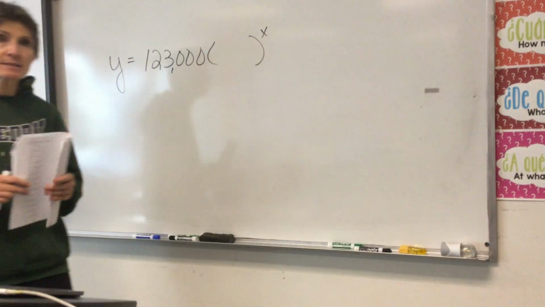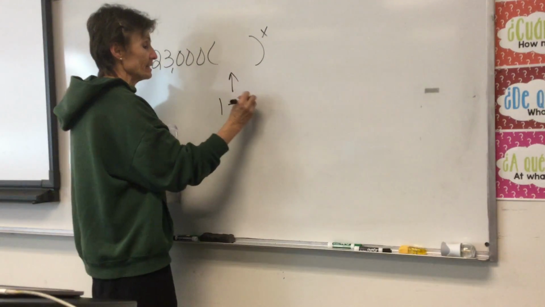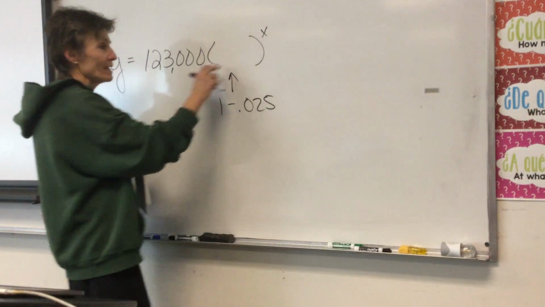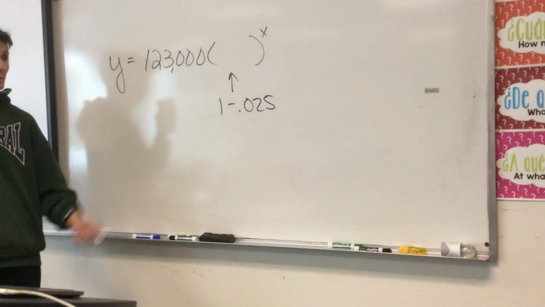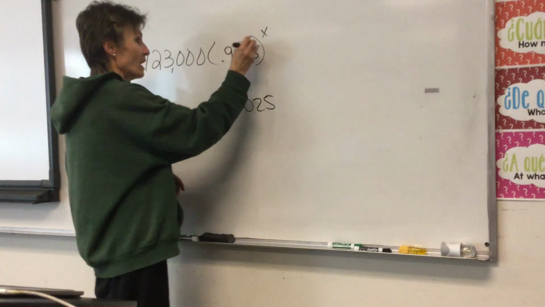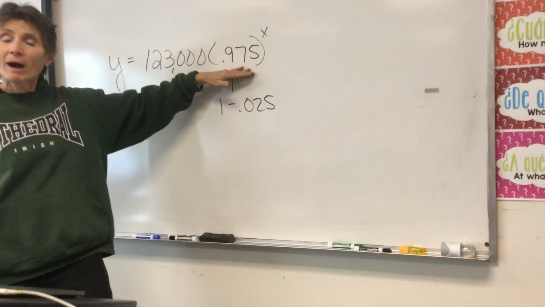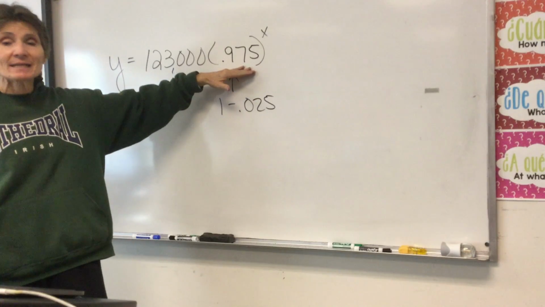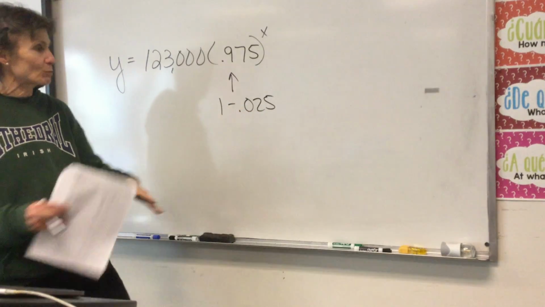It decreases 2.5%. So it is decreasing 0.025. So what number has to go into this parenthesis? Please don't put 0.025. That is not right. What goes in there? 0.975. A number less than one in this spot indicates a decay or losing value. The amount that it's less than one is how fast it's losing value. So this is losing value 2.5%.